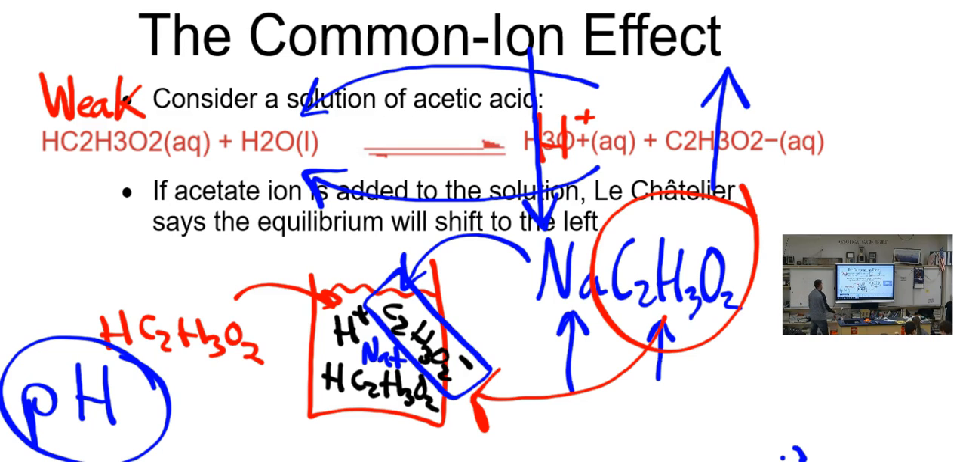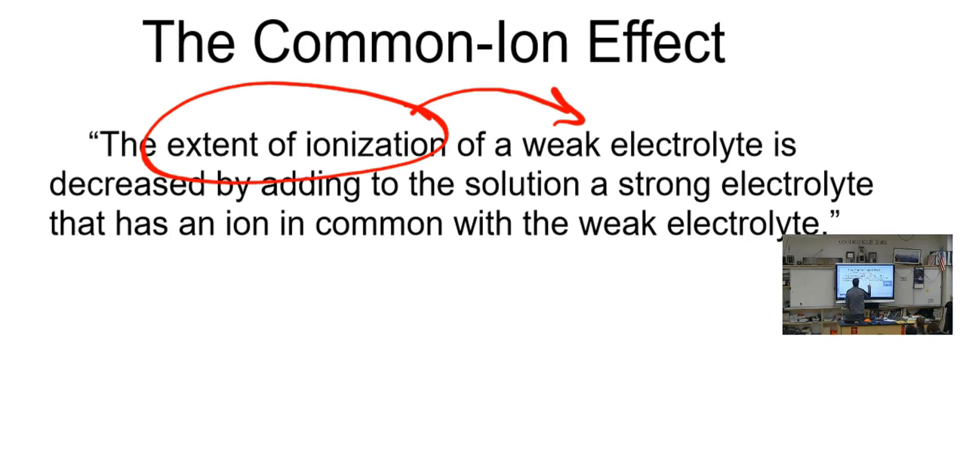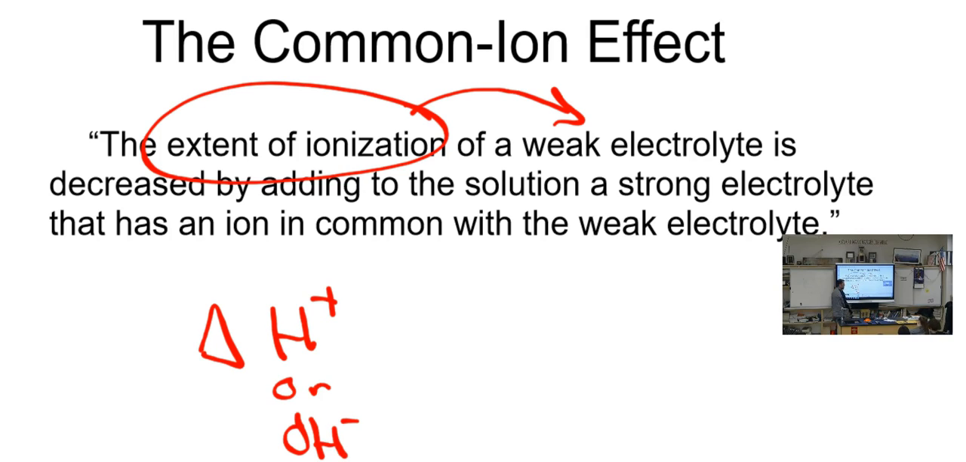Okay, here we go. Yada yada. That's the common ion effect. Next up. So the extent of ionization of a weak electrolyte is decreased by adding to the solution a strong electrolyte that has an ion in common with the weak electrolyte. So that's the definition of the common ion effect. And we don't necessarily care about the extent of ionization of the weak electrolyte. We care about the change in H plus or OH minus. That's what we care about.